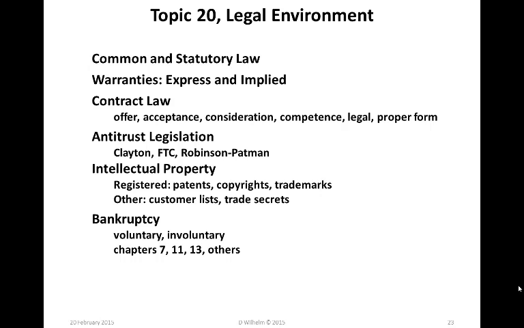Chapter 11 is mostly for large organizations, and this is reorganization. Most U.S. airlines have been in Chapter 11 at one time or another, and they work with their creditors to come up with a repayment scheme, probably not 100% of the original payment, but if the creditors will not accept partial payment, there's always the threat that the organization could go to Chapter 7 bankruptcy. Chapter 13 bankruptcy is a repayment for small organizations or individuals.